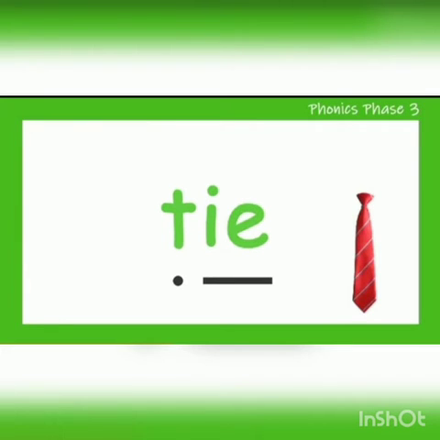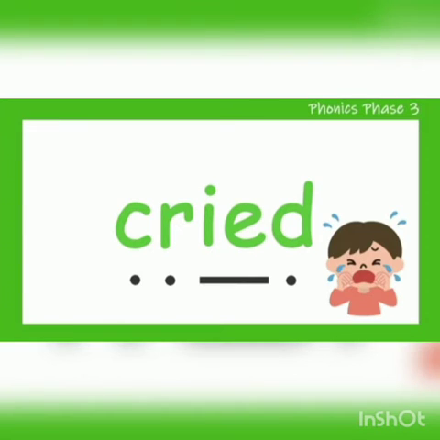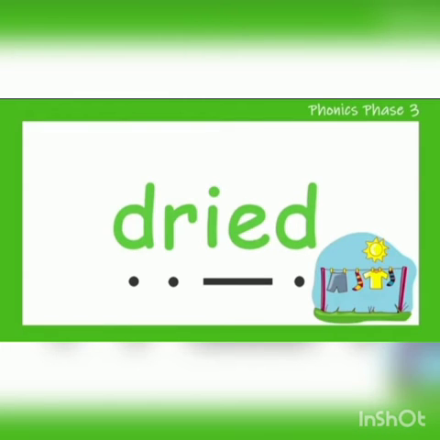Move to our next word. C, R, I, E, D. Cried. Once again. C, R, I, E, D. Yes, well done. That's cried. Move to our next word. D, R, I, E, D. Dried. Once again. D, R, I, E, D. Well done. That's dried.